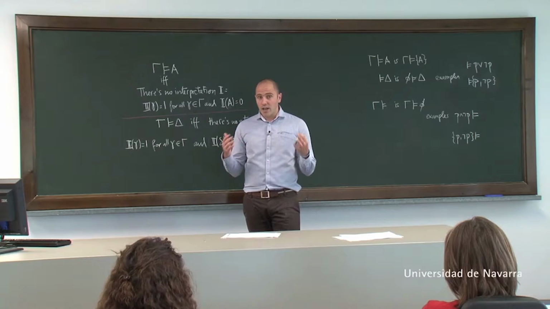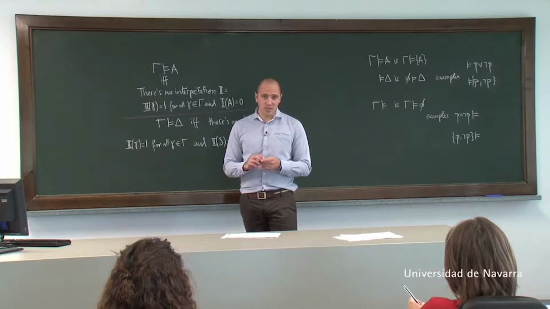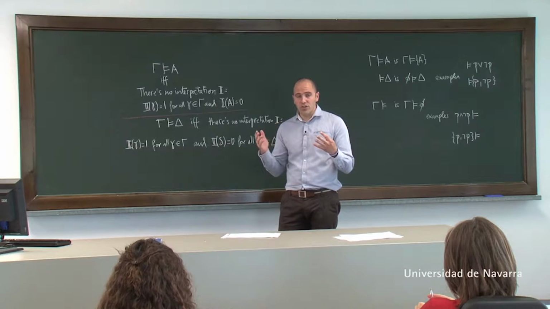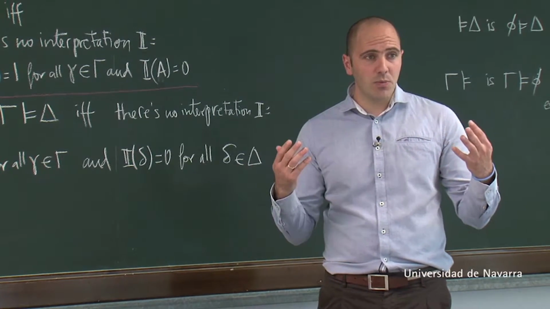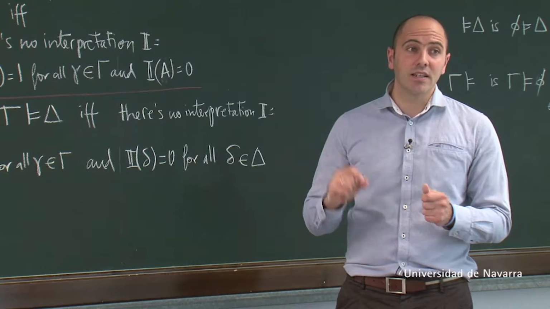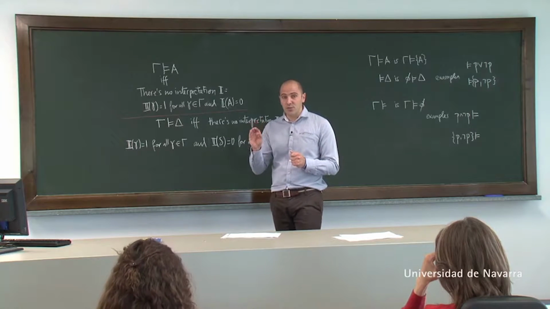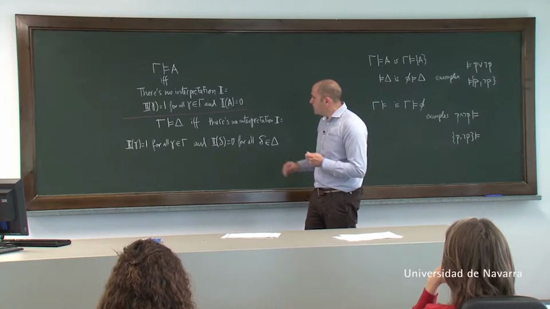Okay, so we've got everything we need to define precisely what logical consequence is for the propositional language, right? So there is logical consequence when there is no interpretation where the premises are true and the conclusion false. We have defined precisely the propositional language, and we have defined precisely what an interpretation is. So we've got all the ingredients.